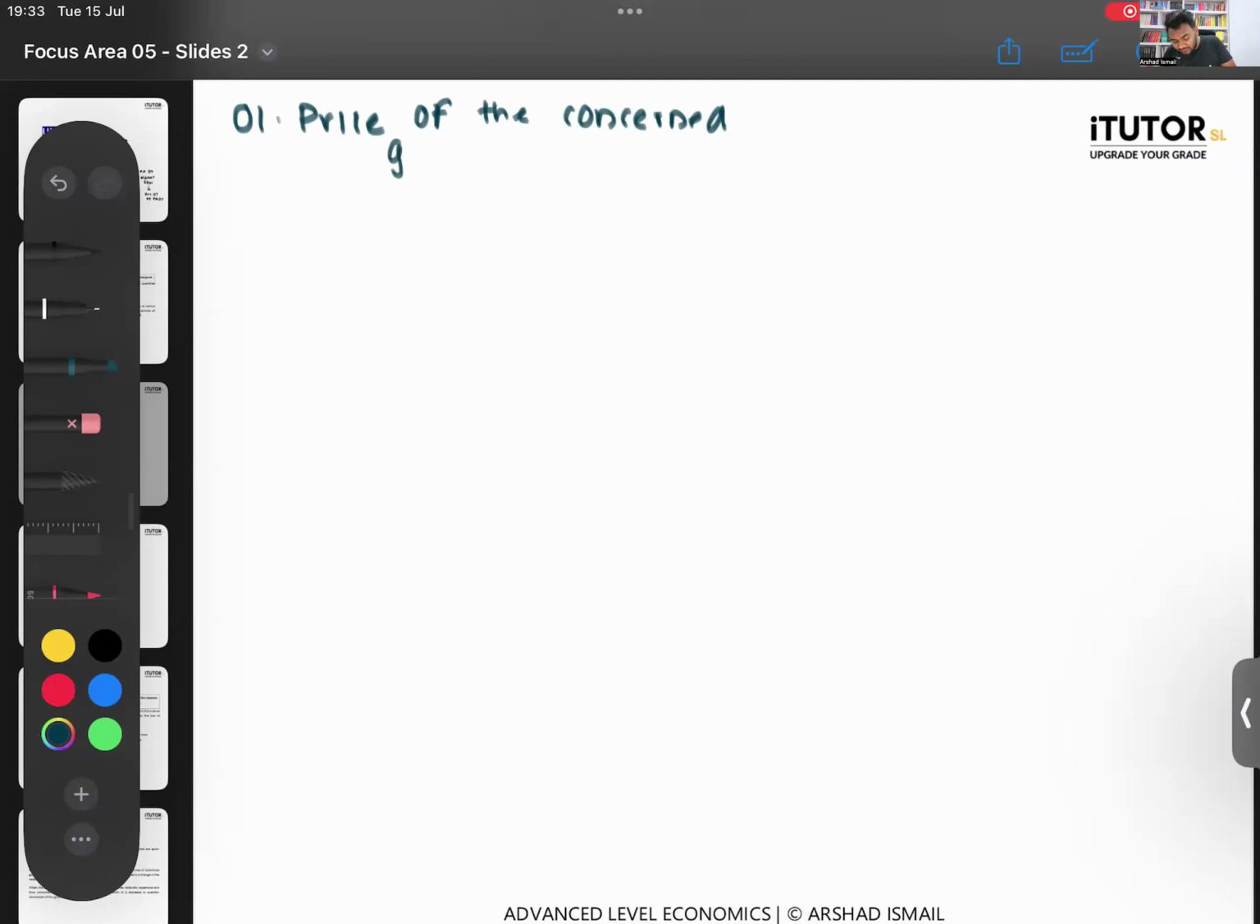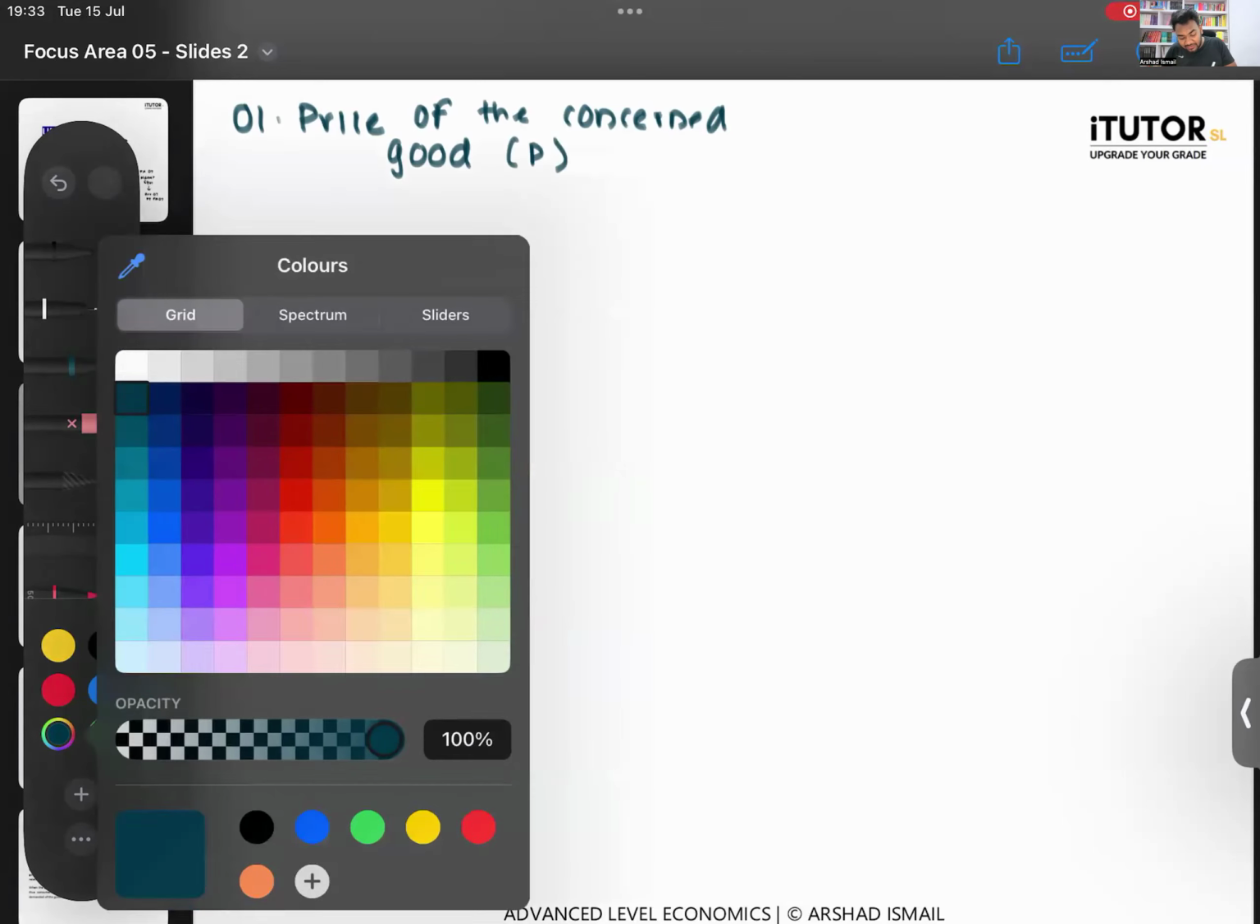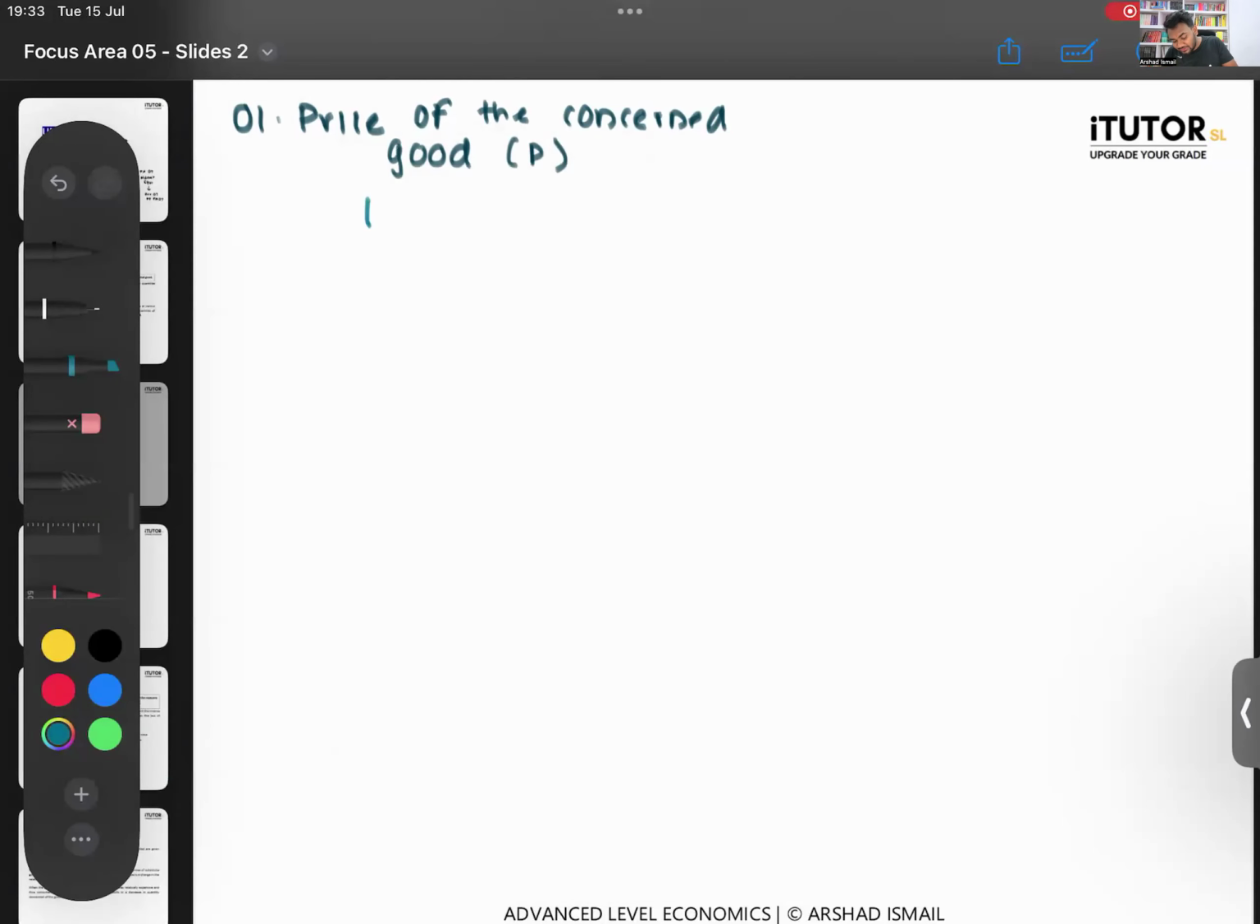Now, can you tell me how this works? The price of the concerned good, that is what you call P. If the price of the concerned good increases, what happens to your quantity demanded? Quickly tell me. Price increases, QD will decrease. People will buy less, no? On the same side, what happens if the price comes down? If the good became cheaper, the quantity demanded increases. Right. That part you all know. We don't have to worry too much.